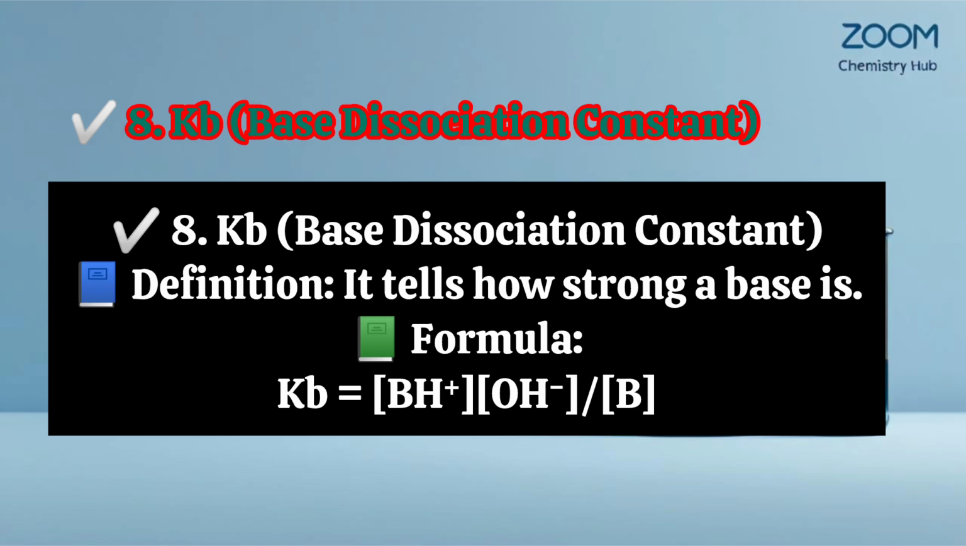Next is the Kb, that is the base dissociation constant. It tells how strong a base is. Formula: if we have a base and it ionizes into its ions, then Kb, the dissociation constant of base, is equal to the product of the ionizable ions divided by the concentration of the base.